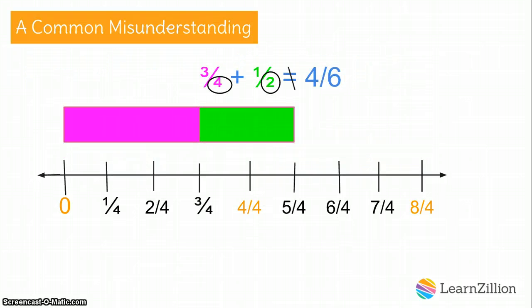A common misunderstanding when adding fractions is when you try to combine fractions with different denominators. The unit fractions are different lengths and cannot be added together.